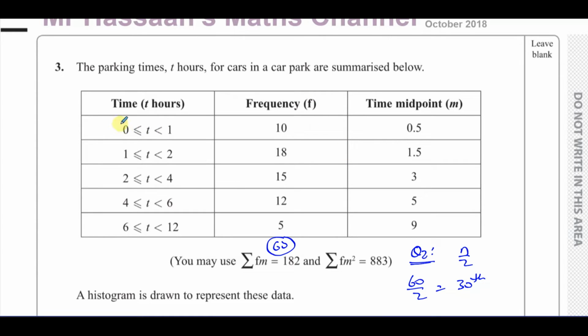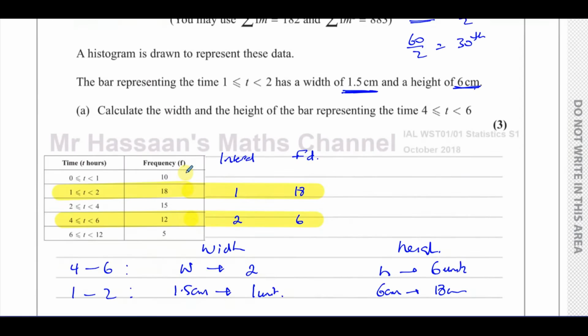So I know that when we finished the first group, we're on the 10th entry. We finished the second group, we're on the 28th entry. So of course the 30th entry is going to be in this third group, 2 to 4. That's where the 30th entry is going to be. At the beginning of the group, we're on the 28th. By the end of the group, it's 28 plus 15, 38 plus 5, the 43rd. So somewhere in this group is the 30th entry. All right, so we know the median lies somewhere between 2 and 4.